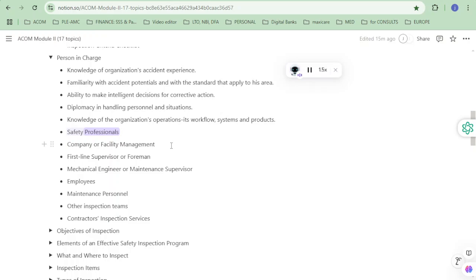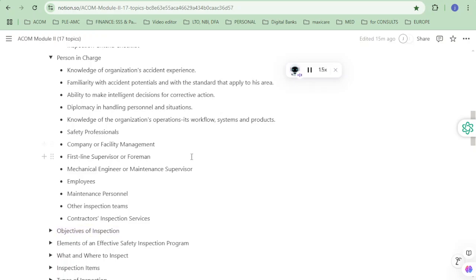Who may inspect: safety professionals, company or facility management, first line supervisor or foreman, mechanical engineer or maintenance supervisor, employees, maintenance personnel, other inspection teams, and contractors' inspection services.